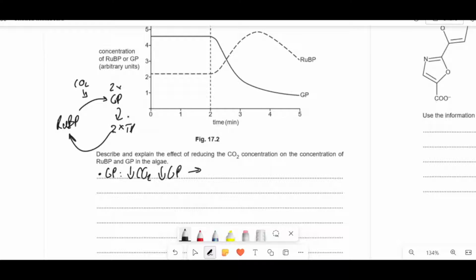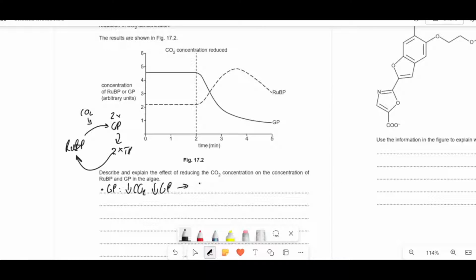So less CO2 shows that there's less GP because there's less RUBP combining with CO2 to produce GP. So that explains the GP curve.